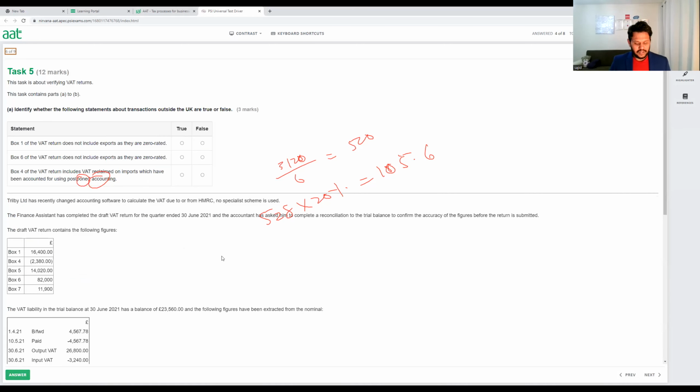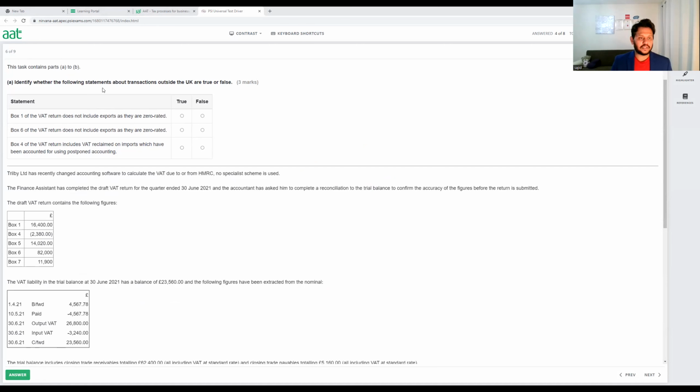All right, the next one we have here, number 5. So number 5 we have for 12 marks. Let's have a look at what we have here. So here, this task is about verifying the VAT return, okay? This task contains parts A to B, okay? Identify whether the following statements about the transactions outside the UK are true or false.